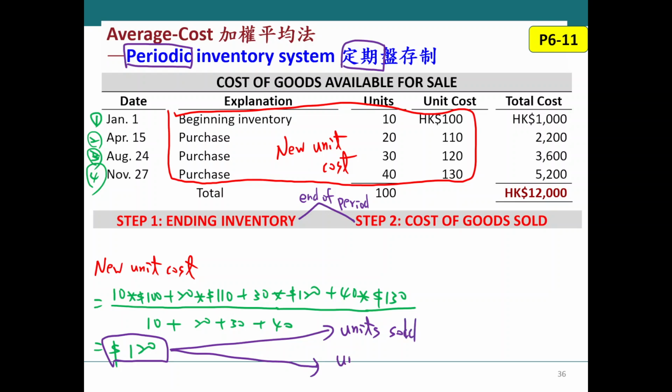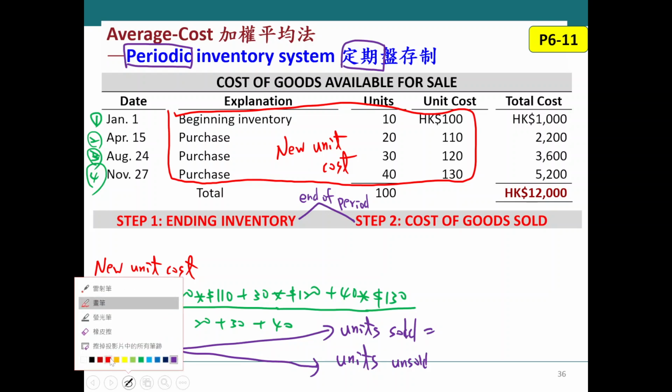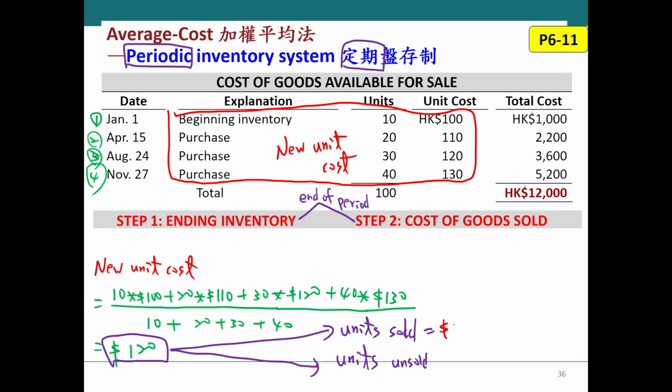And based on the $120, we use it to times the unit we sold and the unit unsold. So how many units we sold? 55, right? The case told you 55. So based on the new unit cost 120 times 55 units, you can get your cost of goods sold. Okay? So use the same new unit cost 120 times the unit unsold.